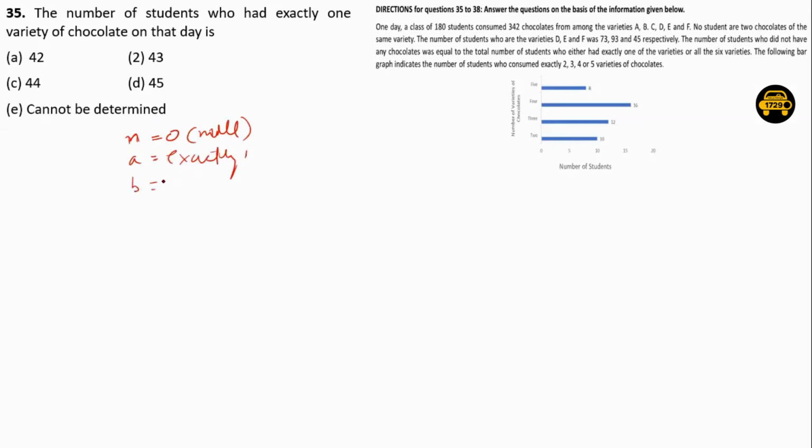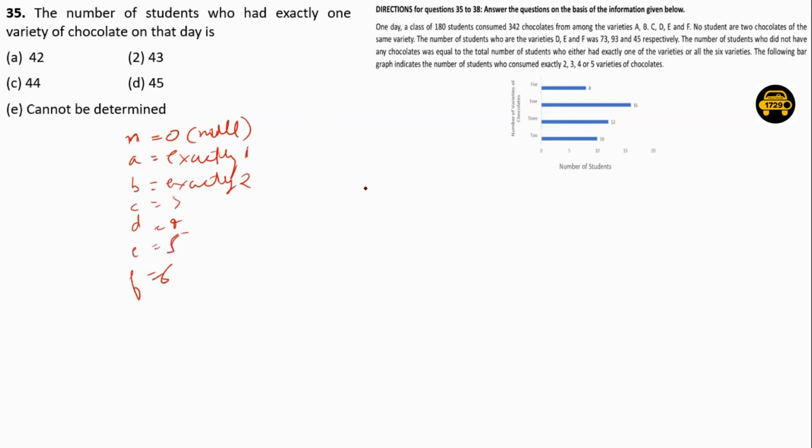Now B stands for exactly 2. It can be any of the 2, right? Exactly 1 means A stands for the number of students who are getting only 1. They can be from A, B, C, D, E, or F, whatever brand it is. All right, and so on. So C stands for 3, D stands for 4, E stands for 5, and F stands for the number of students who got all the 6 varieties.